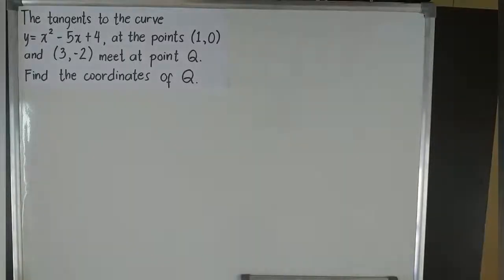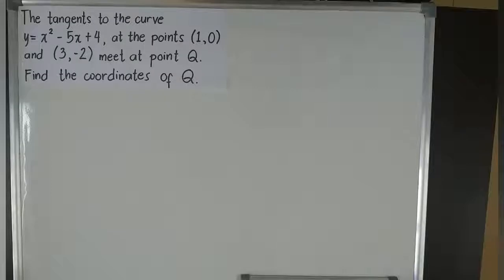I'll give you two problems this time. The tangent to the curve y equals x squared minus 5x plus 4 at points (1, 0) and (3, -2) meet at point Q. Find the coordinates of Q. If you notice, it's not telling us anything about normals. It's only referring to tangents.